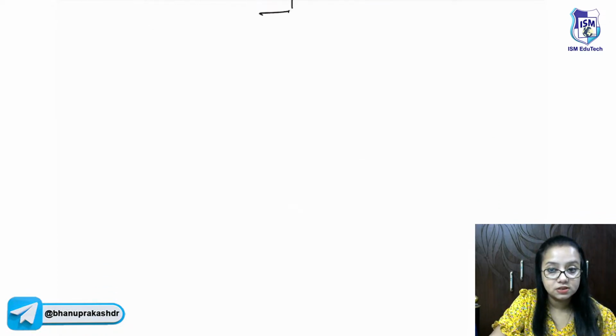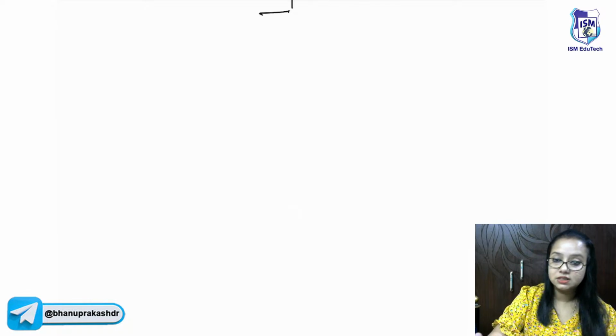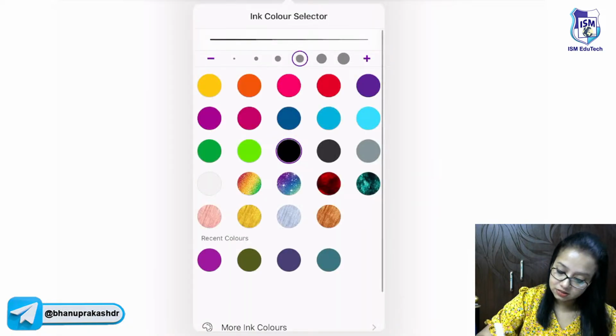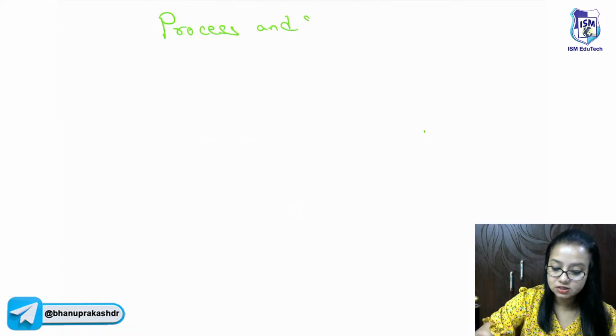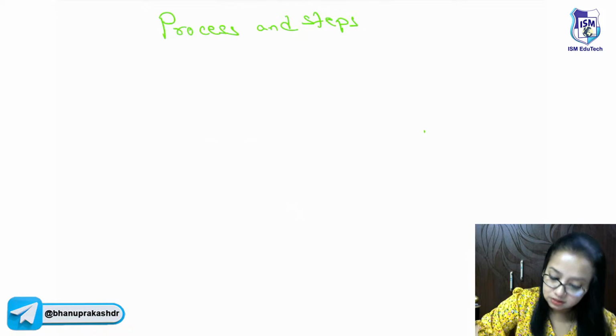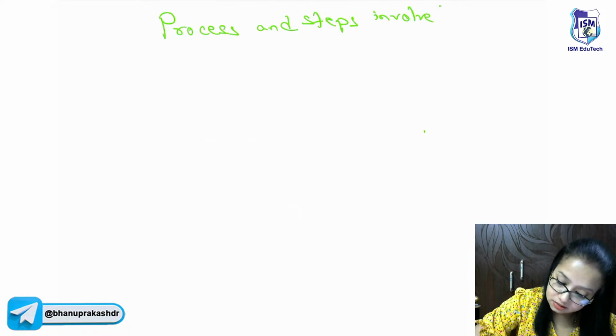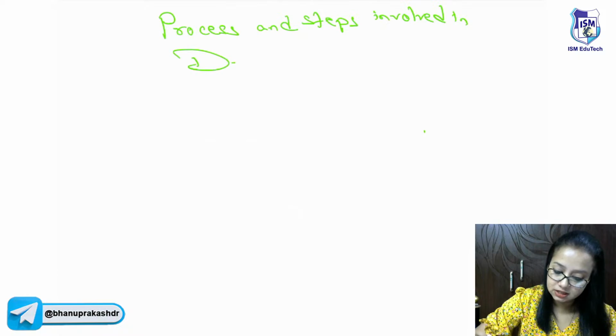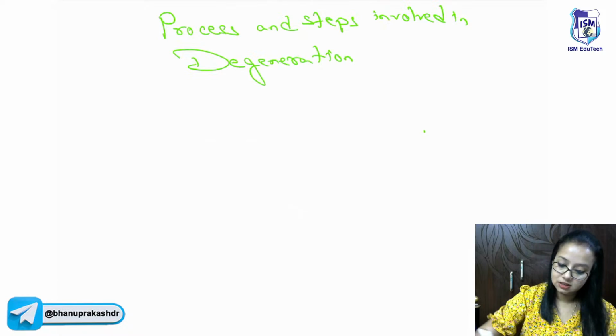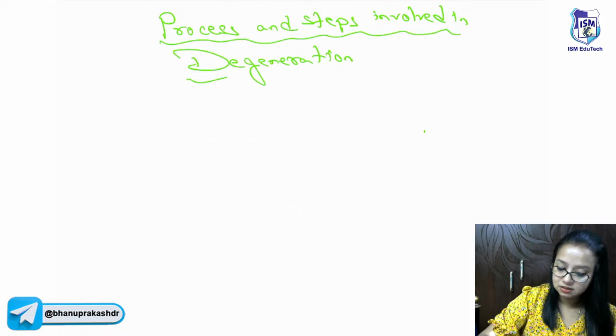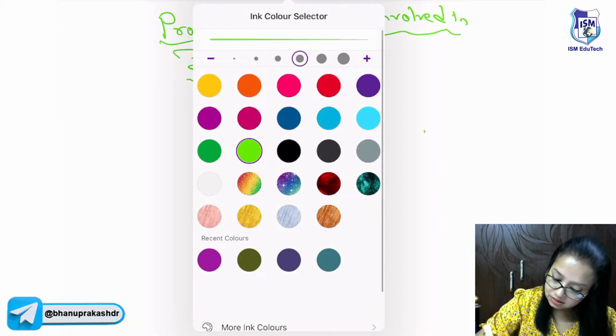Okay, so these are the reasons why there is no proliferation of myelin sheath further, or laying of the myelin sheath, regeneration in the central nervous system neuron. Coming to the process of degeneration and regeneration. So, the process and steps involved in degeneration.